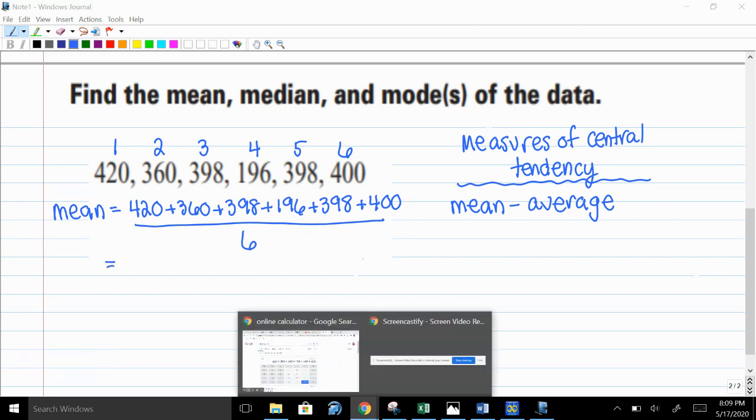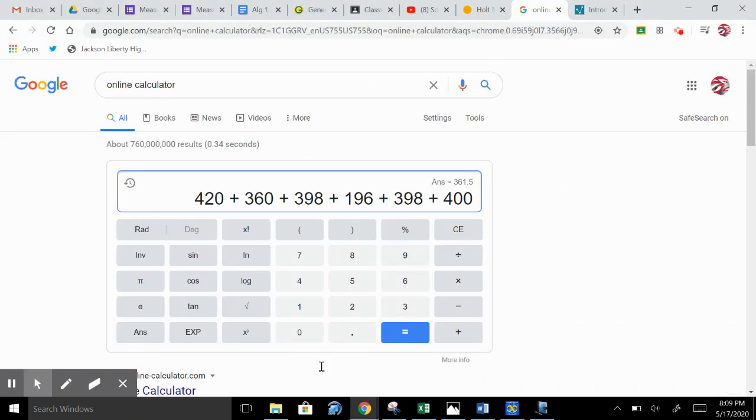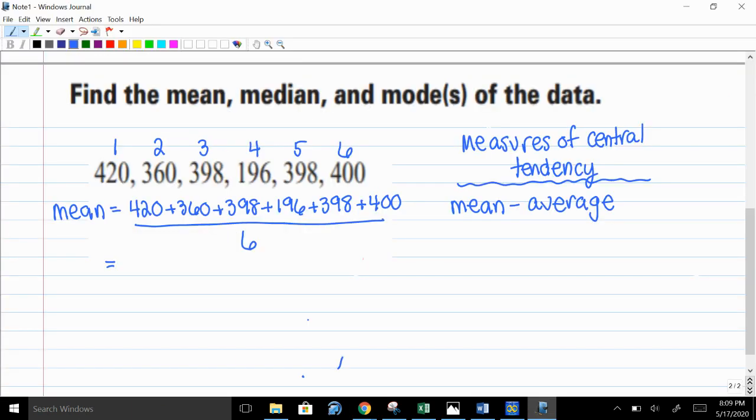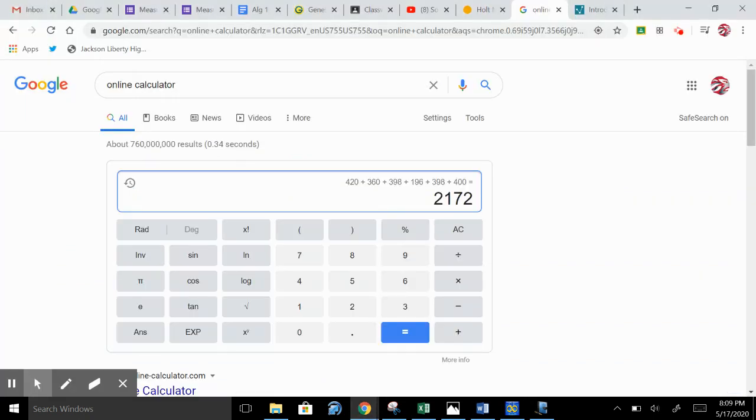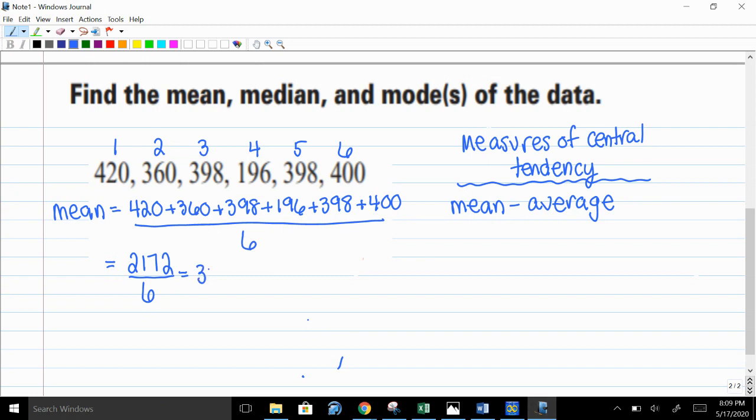I've got my calculator ready to go. There are the numbers. You add them all up, and that's going to be equal to 2,172. So 2,172 divided by 6 is equal to 362. So the mean, the average for this set of data, is 362.